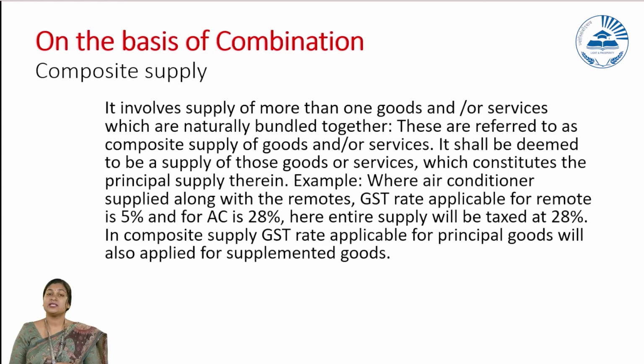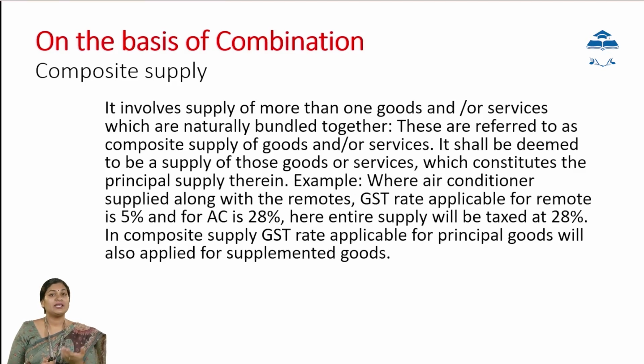Now moving to the basis of combination. Again, supply will be classified on the basis of combination of goods and services. Under that come composite supply and mixed supply. Composite supply means two or more goods or services which can be naturally bundled together and sold as a single product. Here one of the goods will be a predominant element and the other will be ancillary to that good. Certain examples are an air conditioner supplied with a remote, or a laptop with a case. All these are examples of composite supply.